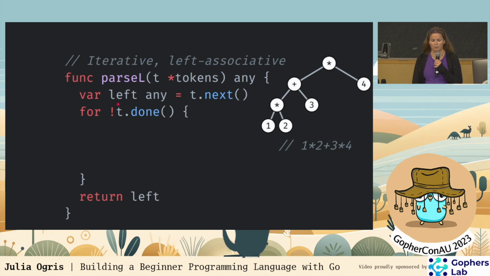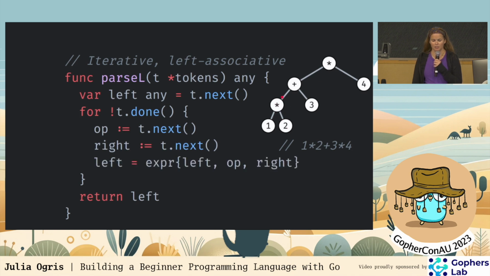So again, we pop off the first token, the first operand, into the left variable. If that's the end of the token stream, we return it. If we're not yet at the end, we keep on iterating. We pop off the operator and the right operand as is. And now here's the tricky bit. We build a subtree, an expression out of these, and all of that subtree becomes our new left. And we pop off the next operator, right operand. All of this becomes our next left subtree until we finish the whole tree.